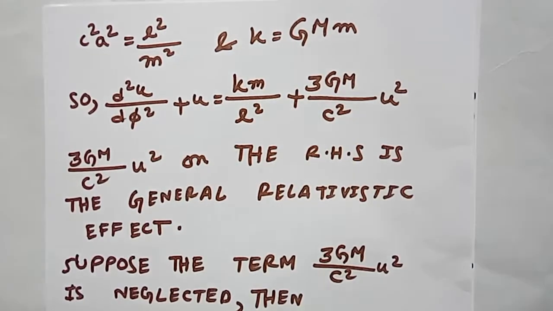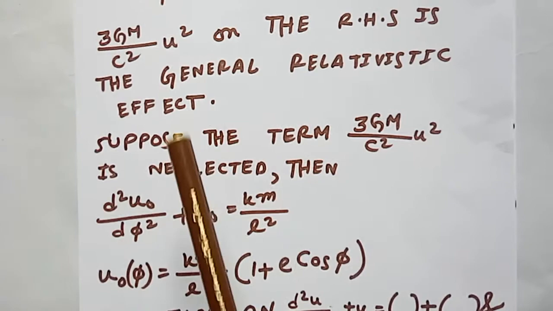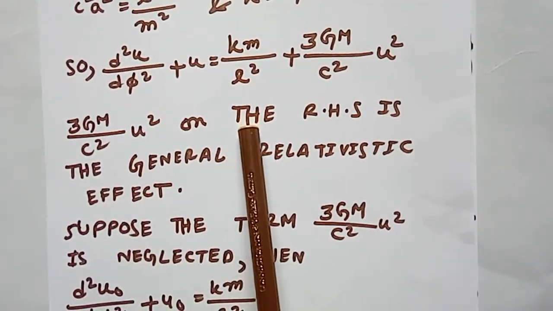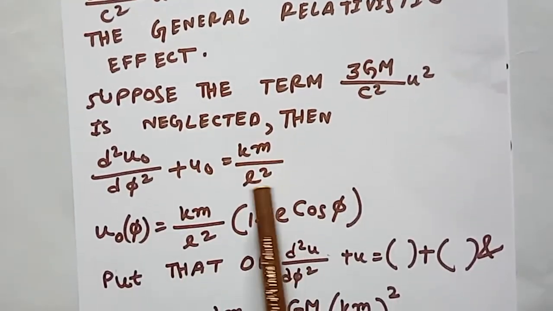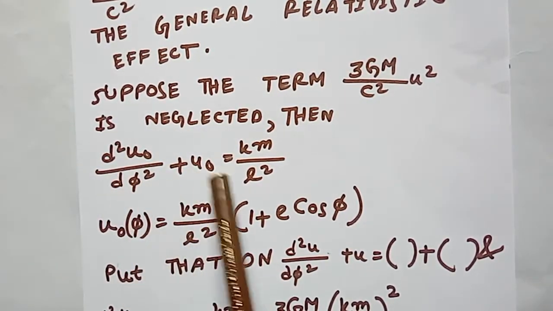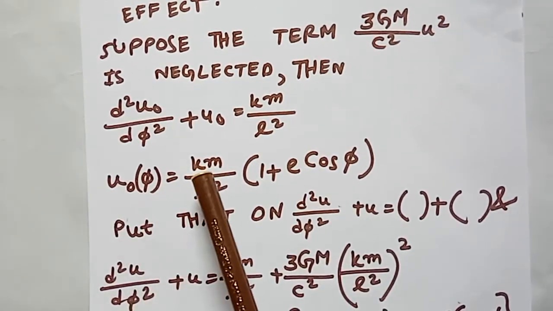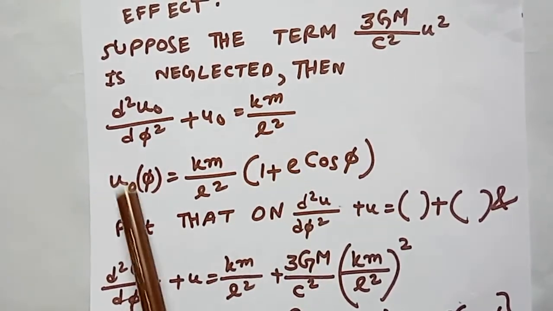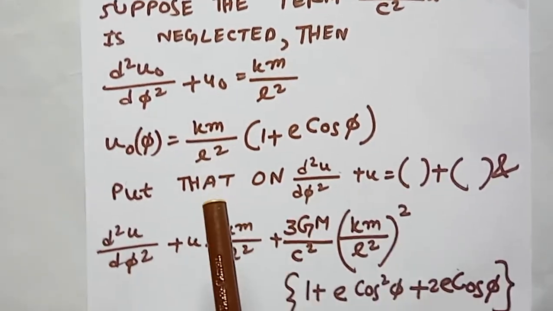Okay, now suppose the term 3GM/c² u², first we solve that equation. The method of solving: suppose this term is neglected, then according to the Newtonian equation for the flat Minkowski metric, d²u0/dphi² plus u0 equal to GM/L². Now the solution is u0(phi) equal to km/L² (1 plus e cos phi), where e is the eccentricity, which we know is for ellipse, parabola, hyperbola, and circle.